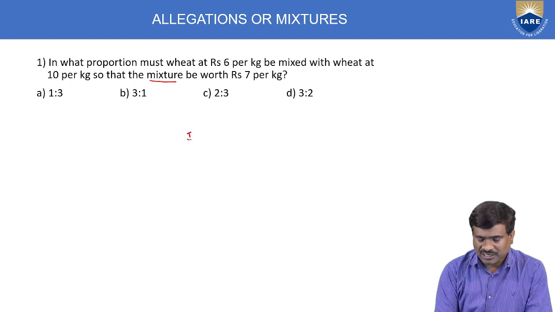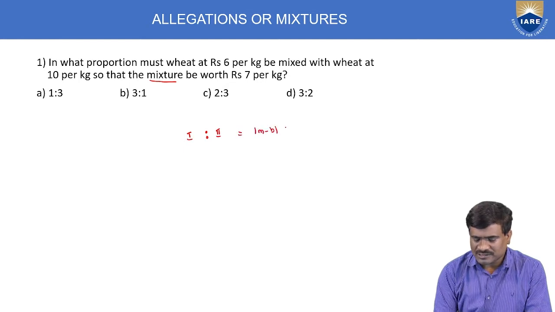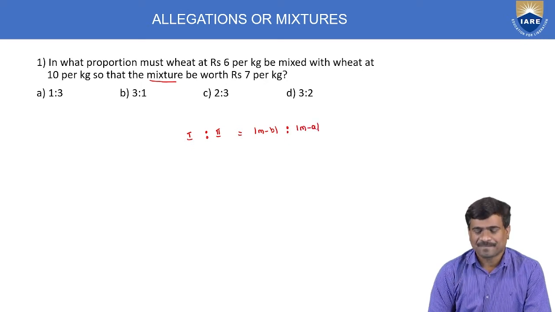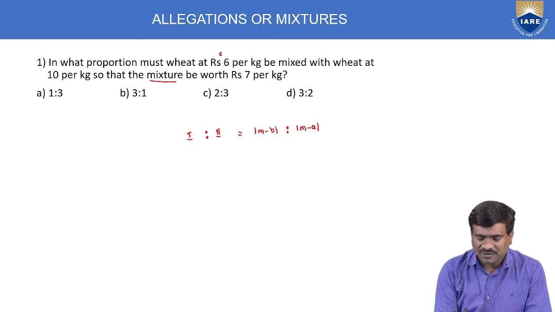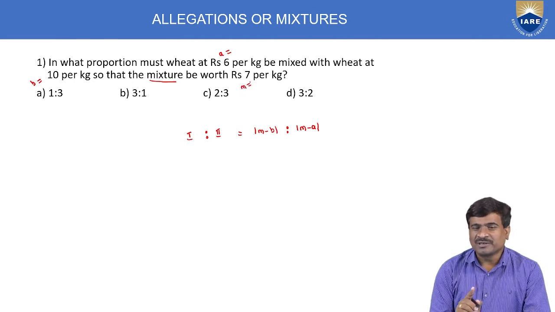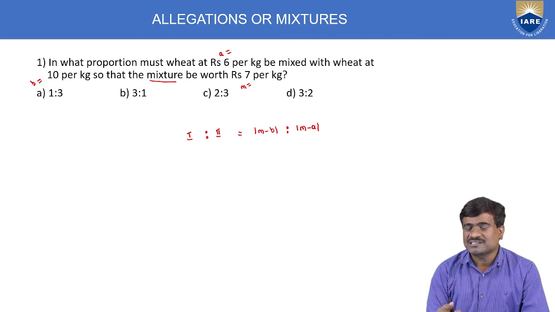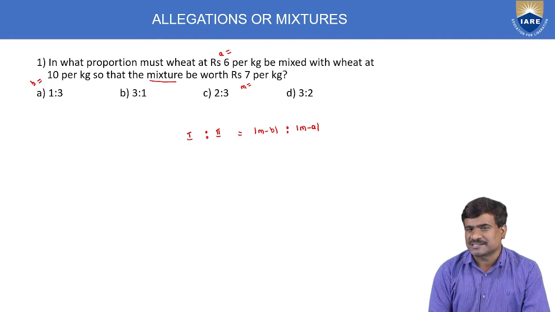Allegation principle: type 1 is to type 2 is equal to modulus of M minus B is to modulus of M minus A, where A indicates type 1 variety, B indicates type 2 variety, and M indicates the mixed variety. The mixed variety is always between type 1 and type 2, not more than the highest, not less than the least.